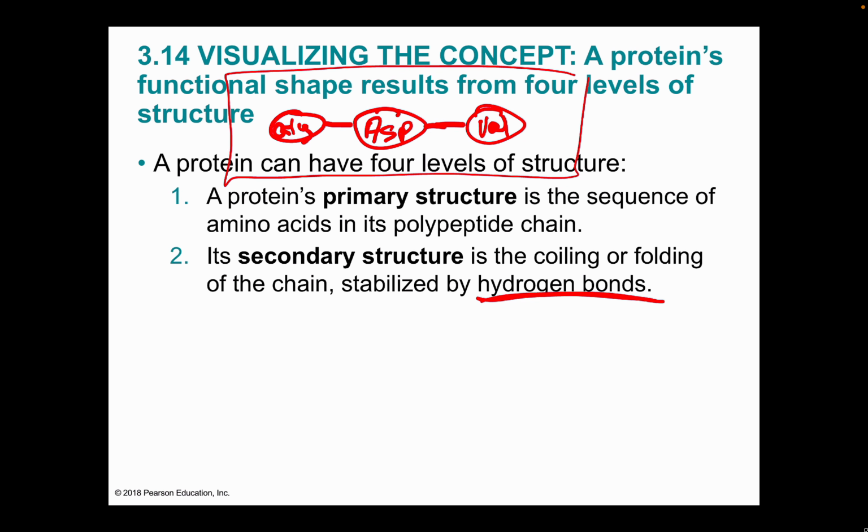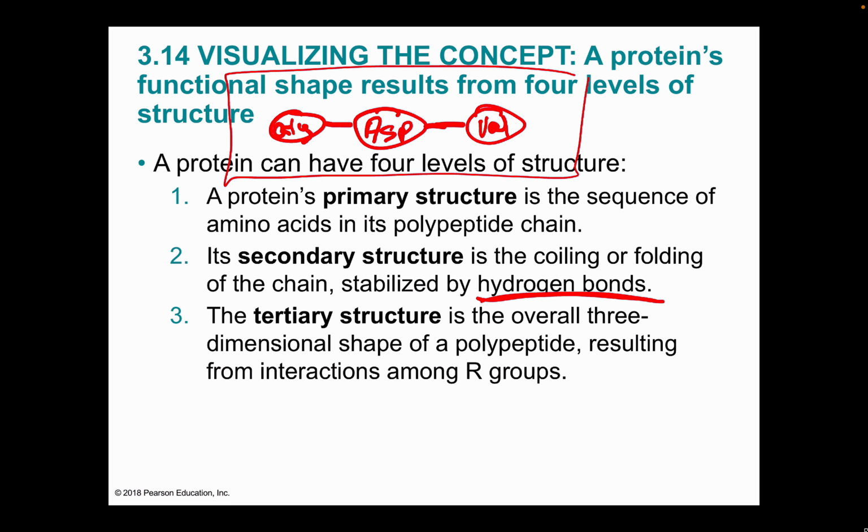And then once that starts to happen, and you start to take on this early rudimentary three-dimensional shape, what can start to happen is that the R groups of each adjacent amino acid, or even of amino acids that aren't quite adjacent to each other, will start to interact with each other. Those interactions are usually a bit stronger than just the simple hydrogen bonding that starts to coil the amino acid chain. And we call that the development of the protein's tertiary structure.